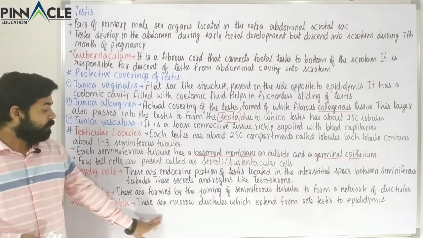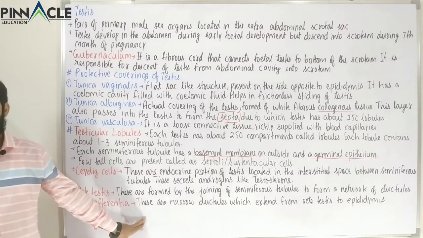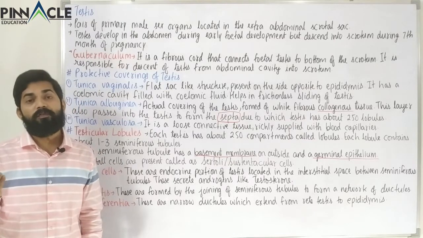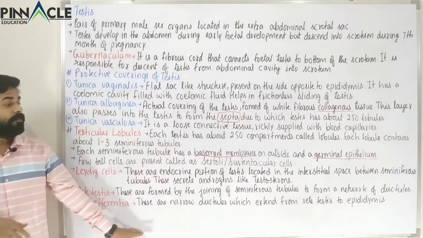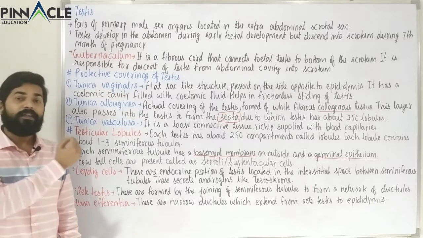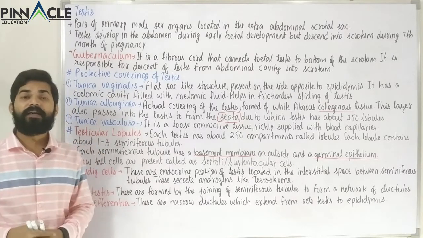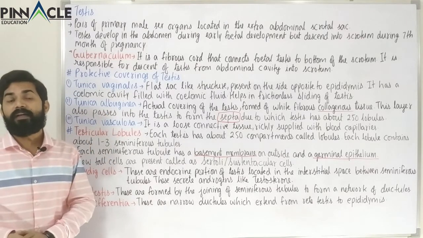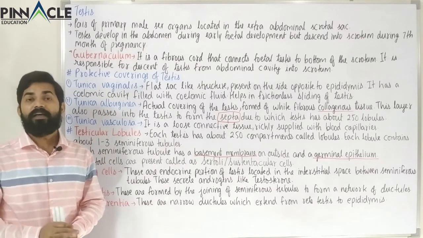After this vasa efferentia we are going to study the epididymis and also the vas deferens. So we have completed the main part of the testis, and only one portion is remaining, and that is the epididymis, and also the duct which arises from the epididymis, which is called the vas deferens.